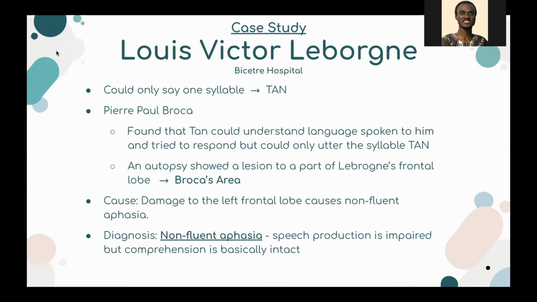The autopsy showed a lesion to a part of Leborgne's frontal lobe, Broca's area. It was concluded that the cause was damage to the left frontal lobe, which causes non-fluent aphasia. The diagnosis was non-fluent aphasia, which is when speech production is impaired, but comprehension is basically intact.